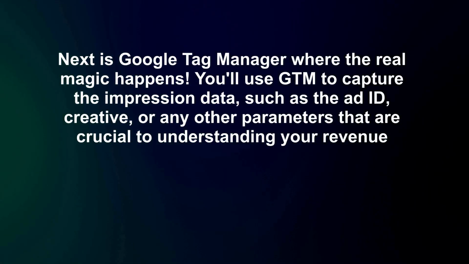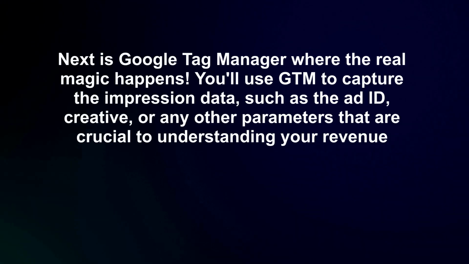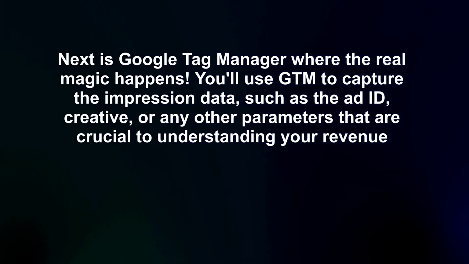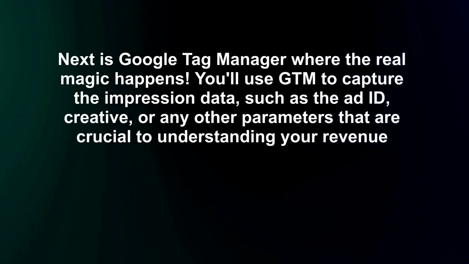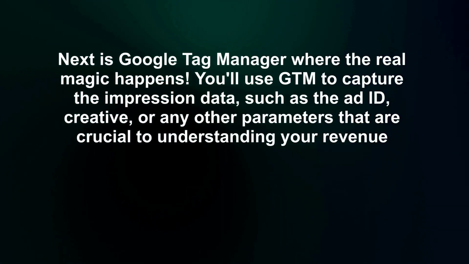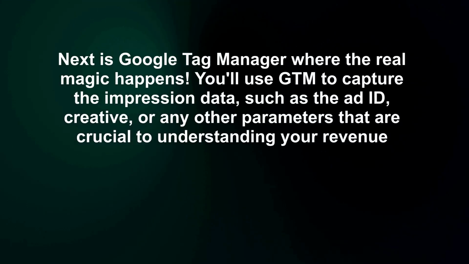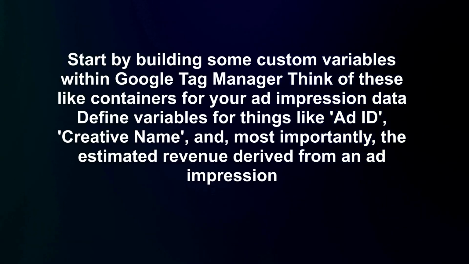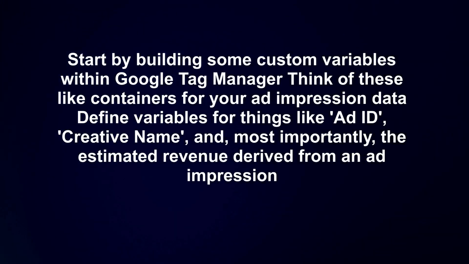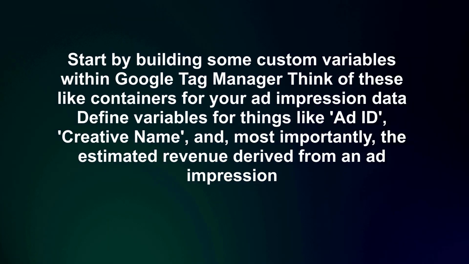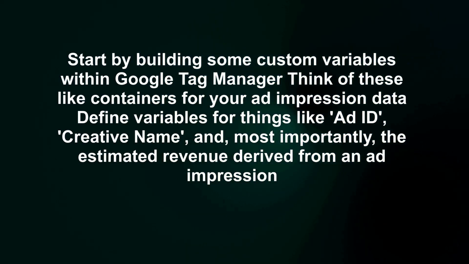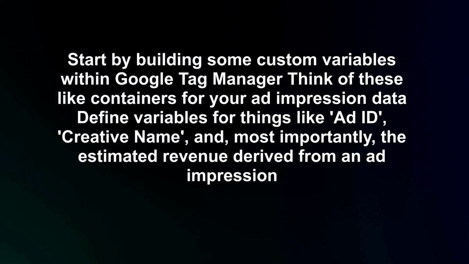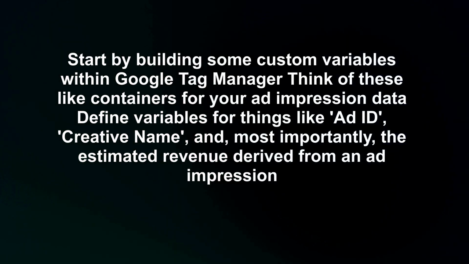Next is Google Tag Manager, where the real magic happens. You'll use GTM to capture the impression data, such as the ad ID, creative, or any other parameters that are crucial to understanding your revenue. Start by building some custom variables within Google Tag Manager. Think of these like containers for your ad impression data. Define variables for things like ad ID, creative name, and, most importantly, the estimated revenue derived from an ad impression.